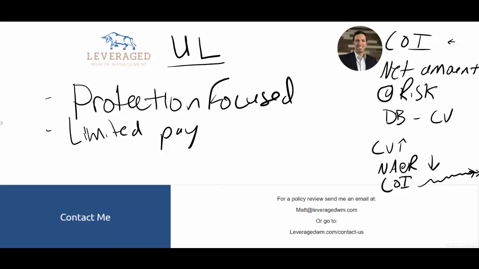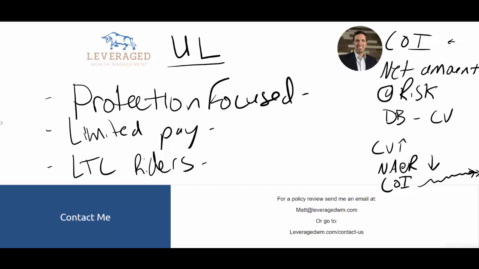Let's add another layer. A lot of these policies are going to contain things like long-term care riders. And so what you end up with is a universal life insurance contract that's not going to be fully guaranteed. It can be, but most of them are not fully guaranteed. It's going to be focused on protection and maximum death benefit. You're going to pay for a limited amount of years, and a lot of these policies are going to blend in riders for things like long-term care.